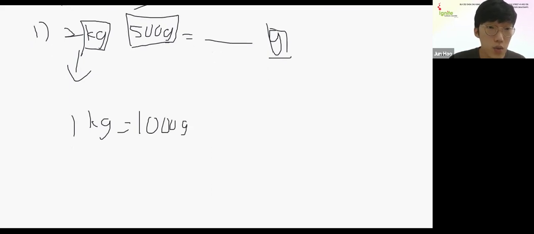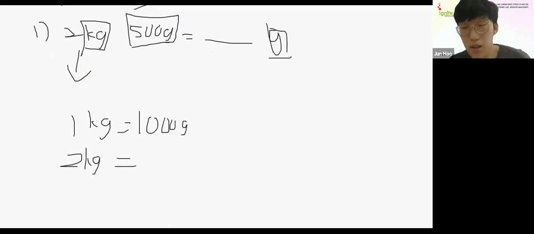So we have 2 kilograms here. How many grams do you think it is? 1 kilogram is 1,000 grams, so 2 kilograms is... I'll give you about 2 minutes to think about it.